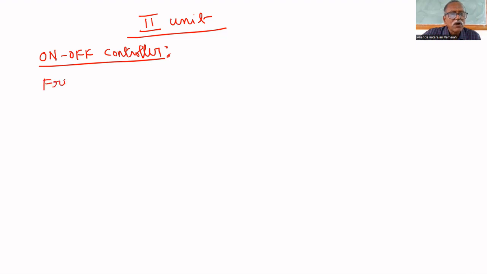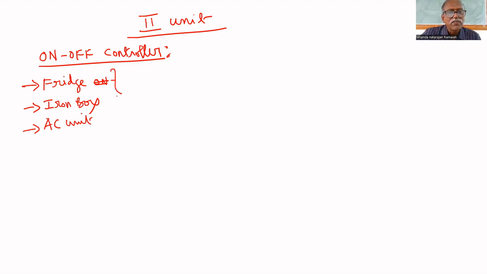The fridge is working on-off controller. Iron box. Even that AC unit, the air conditioning unit, that is also working on-off controller. These are all working on-off controller.